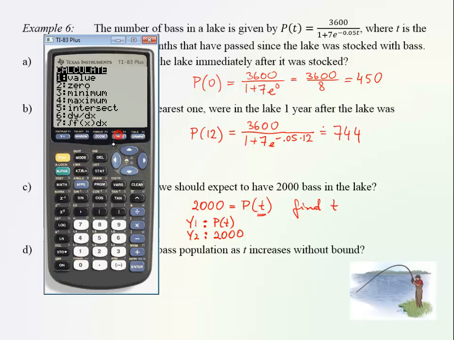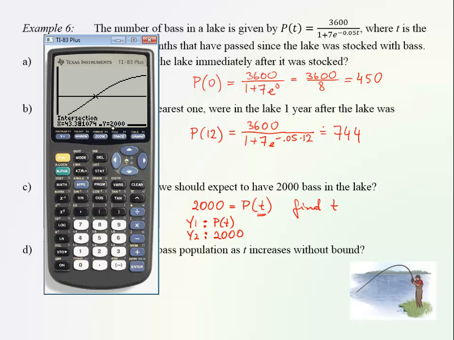So second calc, that will be intersect. First curve, second curve, enter, and the guess, enter again. We end up with about 43 months. After 43 months, we'll expect to have 2000 bass.